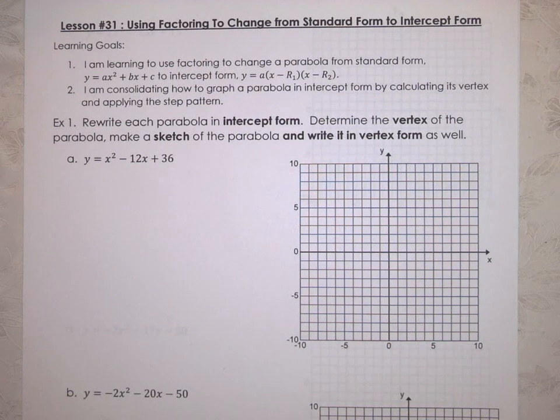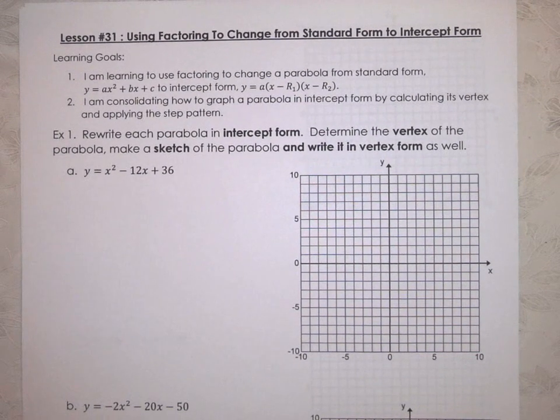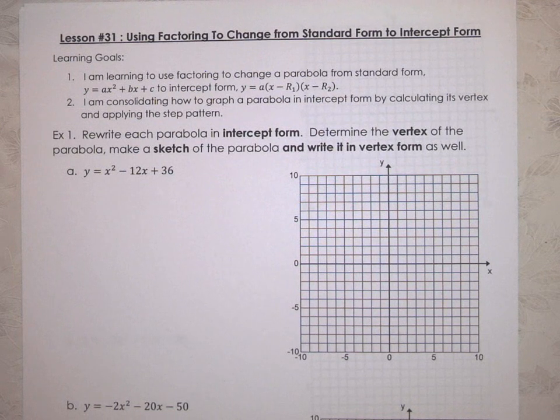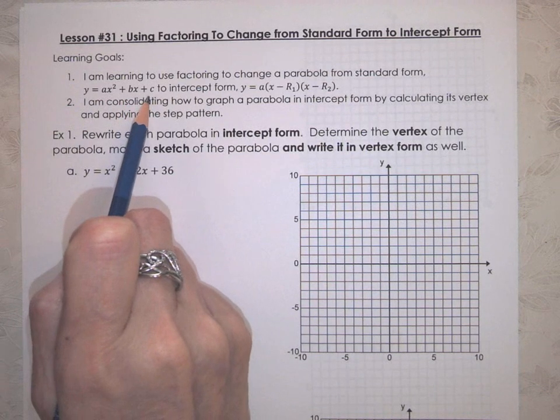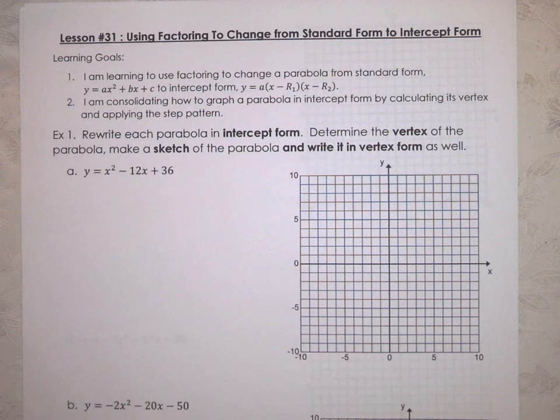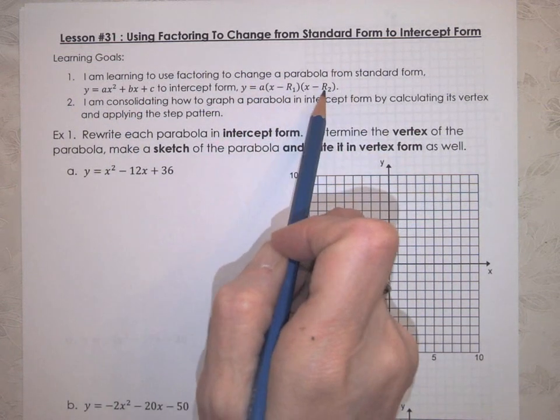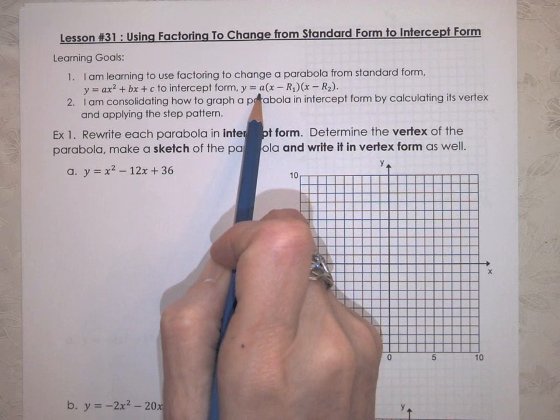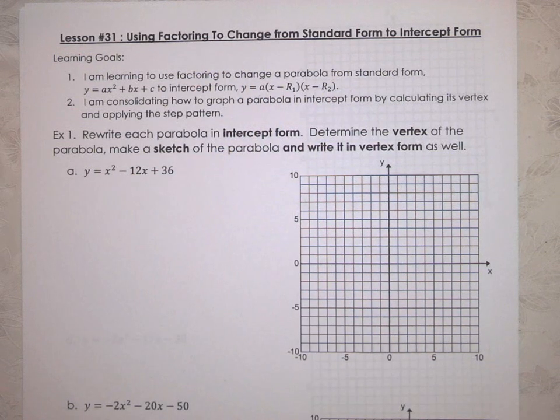Hi everyone. This lesson is on using factoring to change from standard form to intercept form. So it's a continuation of what we did earlier. Our learning goals are to learn to use factoring to change a parabola from standard form, which is y equals ax squared plus bx plus c, to intercept form, so that we can tell what the x-intercepts are and the step number, and then from that we can find the vertex.